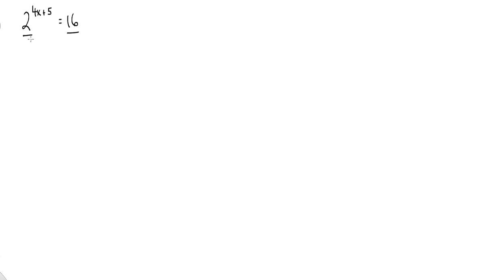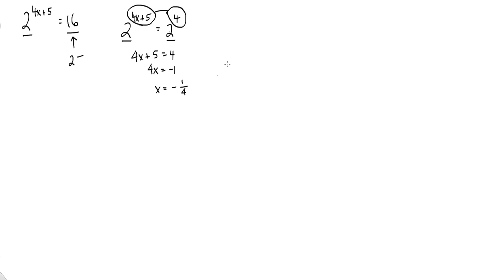So we want to know, can we write 16 as a base 2 expression? And the answer is sure we can. 16 is 2 to the 4th power. So now that we have a single expression on each side of the equation and the two bases are the same, that means we can take the exponents and set them equal to each other. 4x plus 5 equals 4. Subtract 5 from each side, you get 4x equals negative 1. Divide by 4, you get negative 1/4 as your answer.